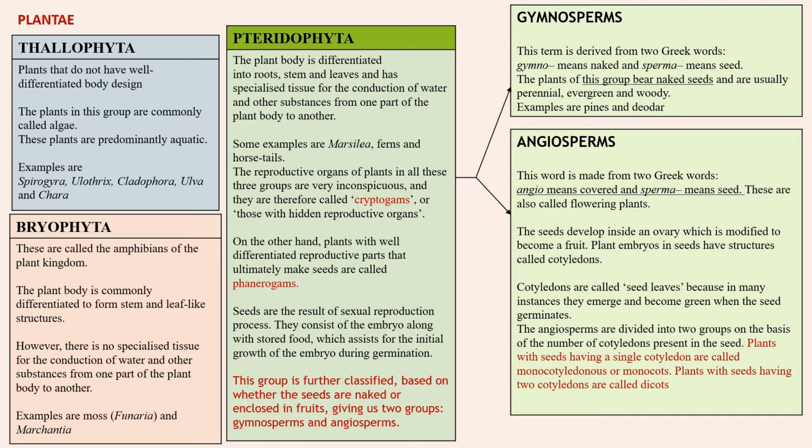So in the Plantae family, basically three bifurcations are there: THALLOPHYTA, BRYOPHYTA and PTERIDOPHYTA. Now in PTERIDOPHYTA, there are two classifications. First, cryptogams and phanerogams. Second, gymnosperm and angiosperm. Gymnosperms are plants having naked seeds. Angiosperms have covered seeds. Now under angiosperm, there are two classifications, that is monocot and dicot.